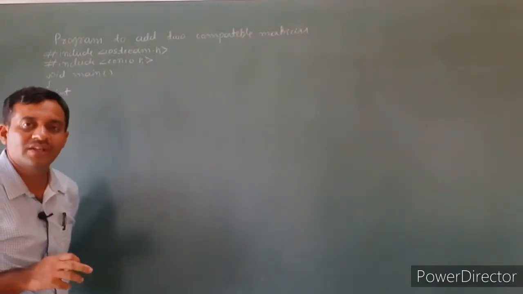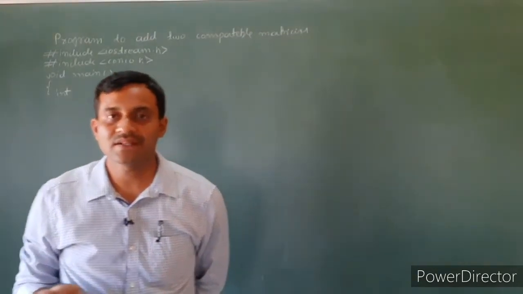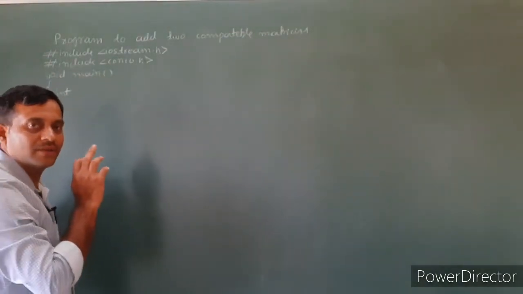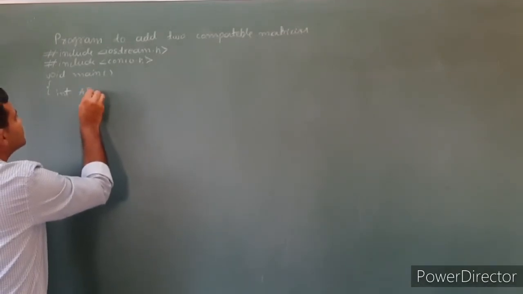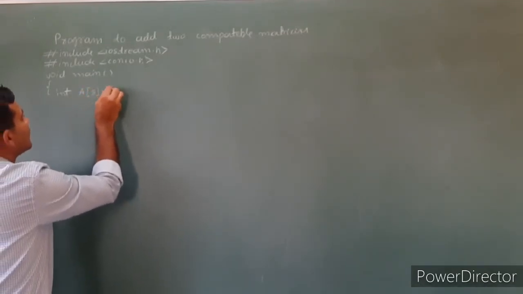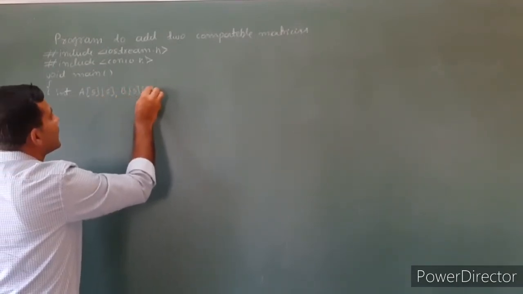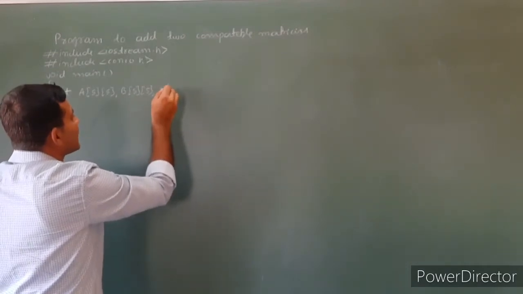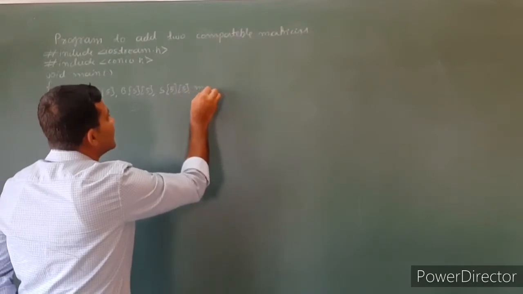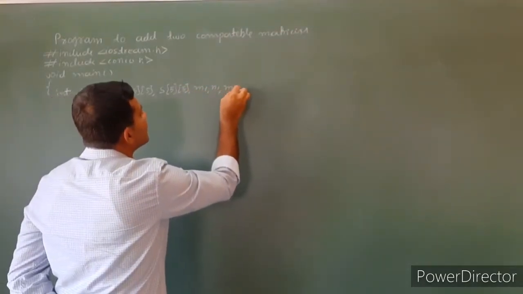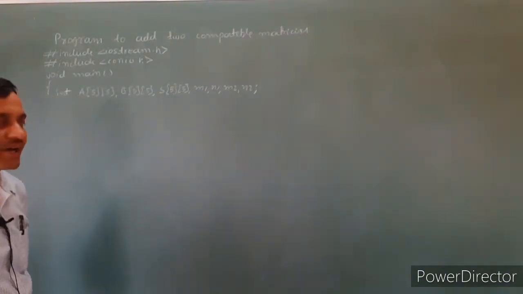Why do we declare three matrices? Two are the input matrices, one is the resultant matrix. So declare three matrices: int A[5][5], B[5][5], and one more resultant matrix, that is S[5][5]. Then the orders M1, N1, M2, N2. So these are the variables required.